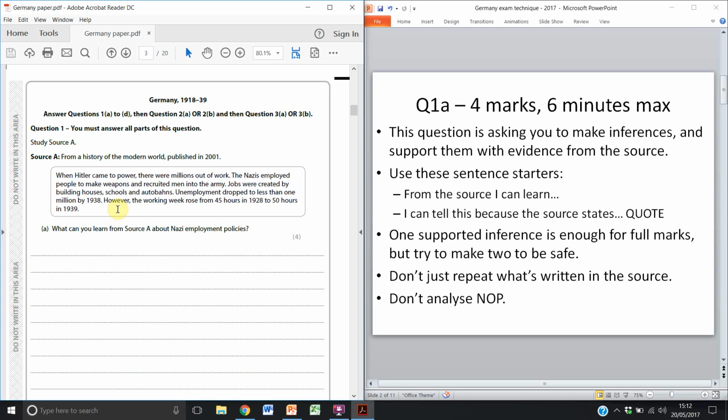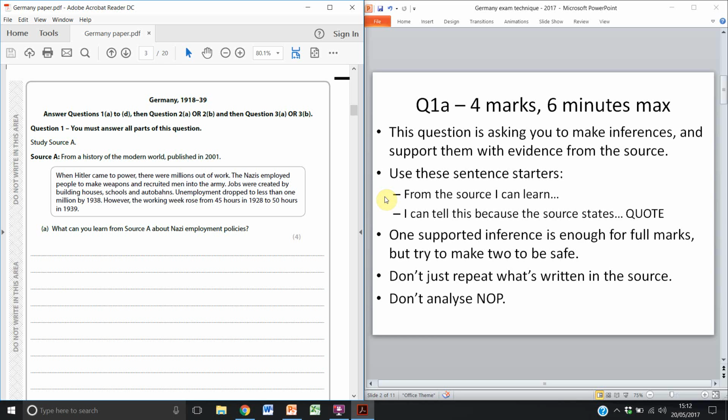And to strengthen Germany. Nowhere in source A does it say that Nazi employment policies were about strengthening Germany or improving the country. But that's an inference, because I've looked at that information. I've looked about the fact that the Nazis were employing people to make weapons and getting men into the army and building houses and schools and autobahns. And I'm thinking to myself, well, those are all things that would strengthen Germany or improve Germany. So that's an inference.